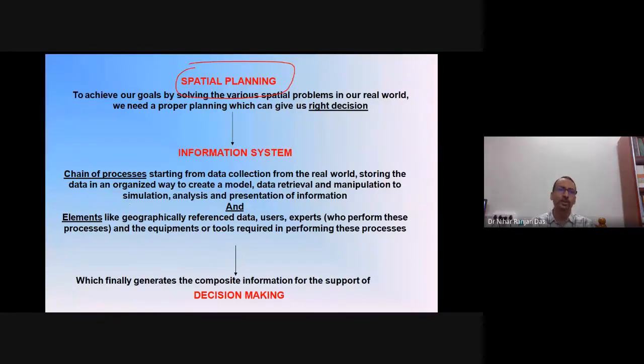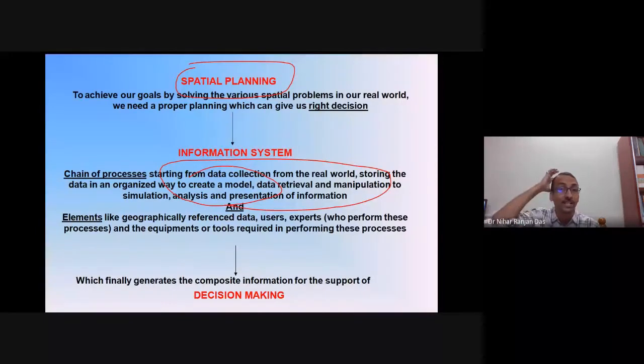So how am I performing all these things? Various elements help me. The data itself is an element; without data, I cannot analyze. Who is analyzing? The experts, myself or my colleagues. And the equipment, the computer equipment, or the survey instruments through which I collect the data. All these are elements. Through these elements, I perform this chain of processes, and ultimately I get some information. What kind of information? Where the forest is getting impacted.